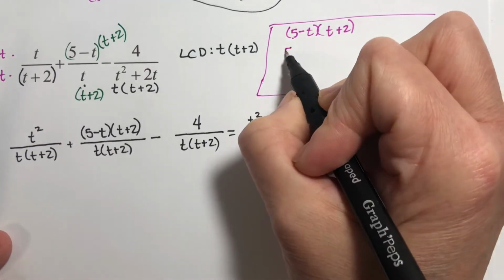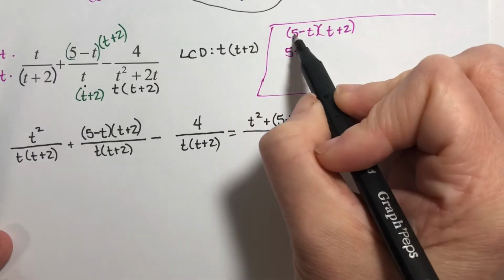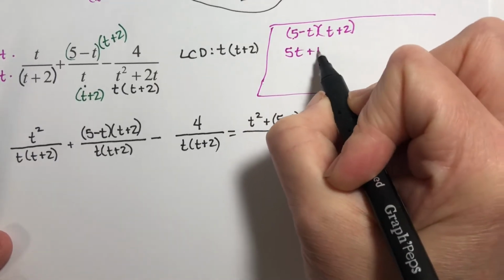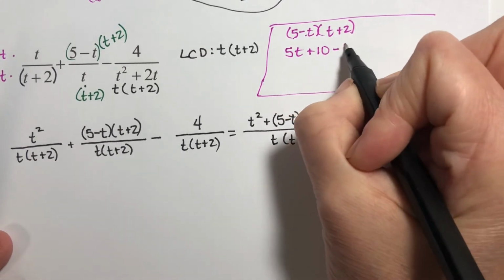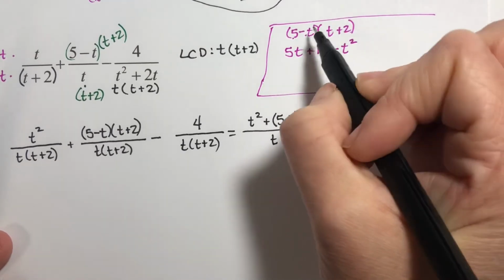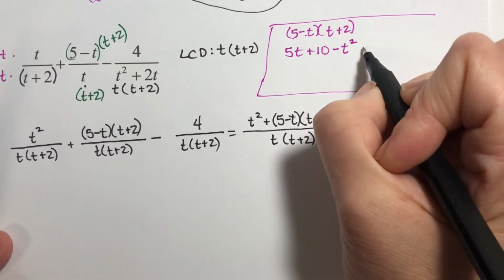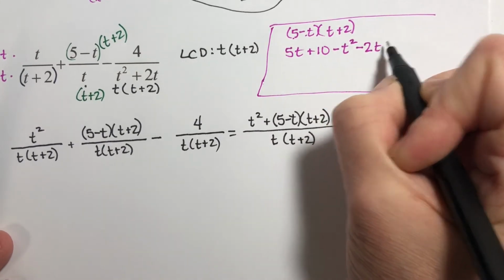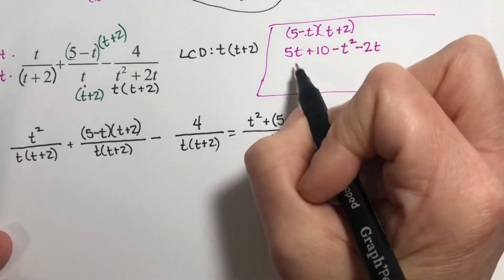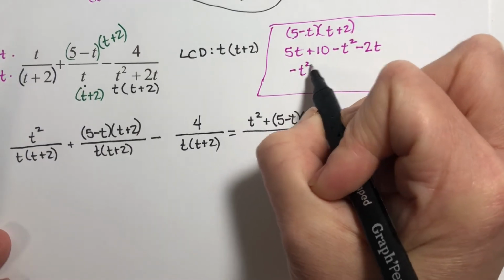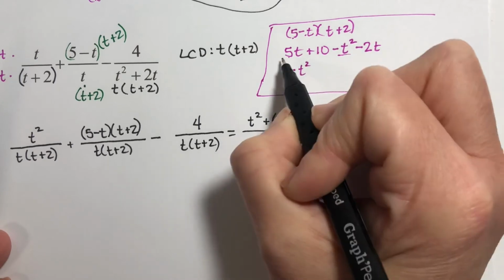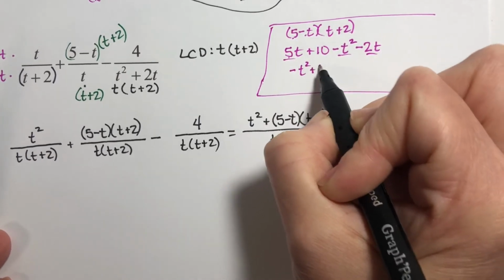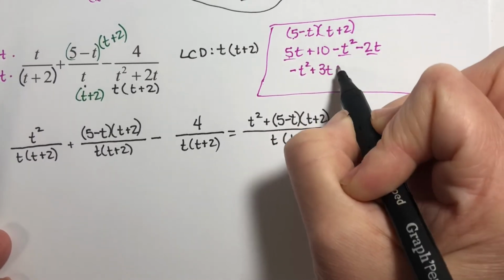5 times t is 5t. 5 times 2 is 10. Negative t times t would be minus t squared. Negative t times 2 would be minus 2t. So if I put this in a normal order, I would have negative t squared. I've used that one. Combine like terms, 5t minus 2t would be 3t. And then I have the plus 10.